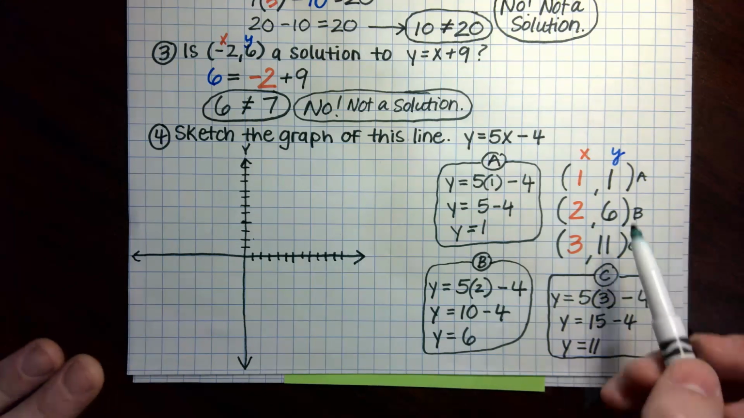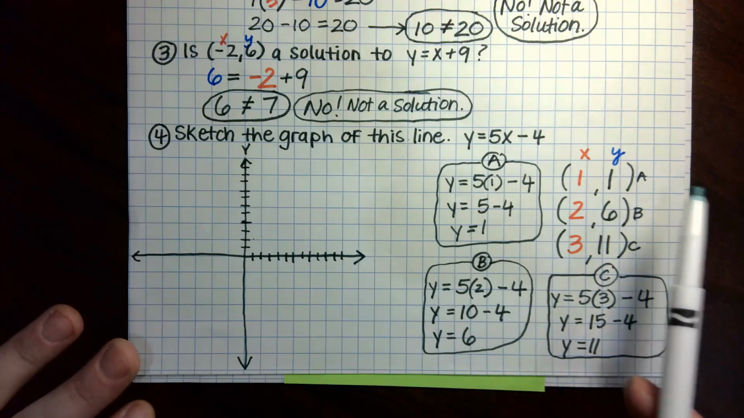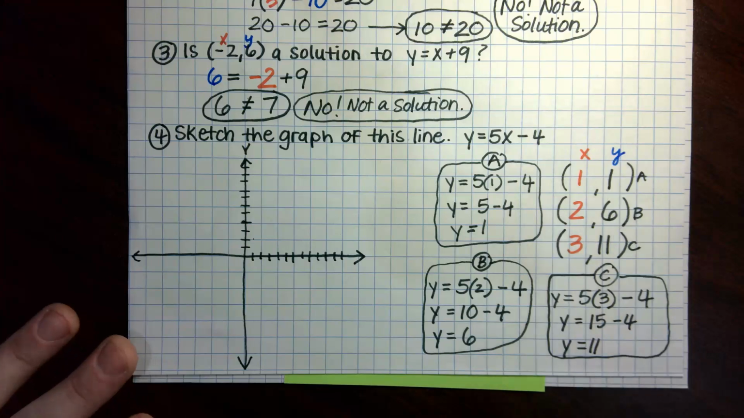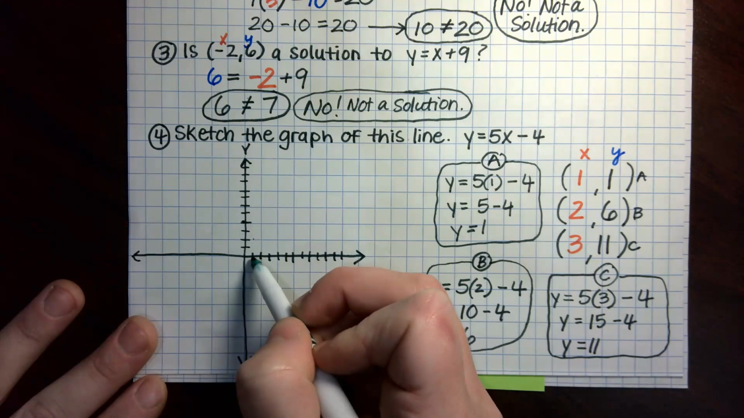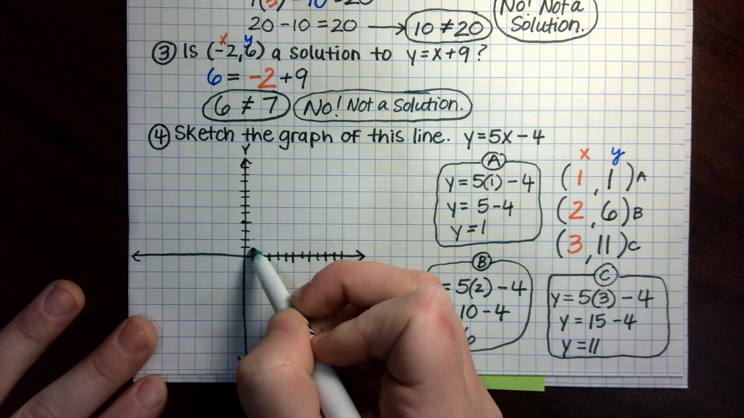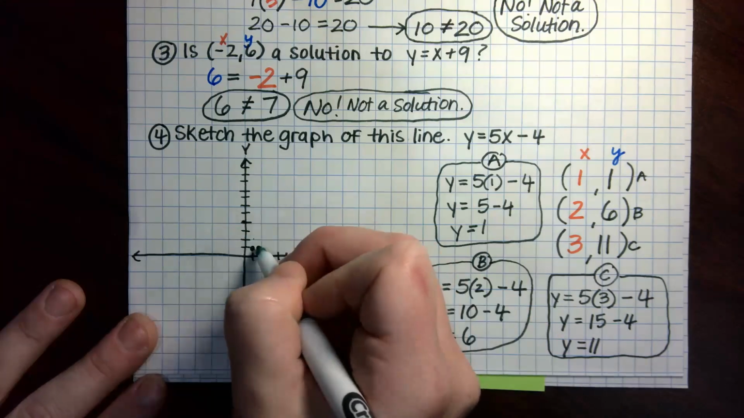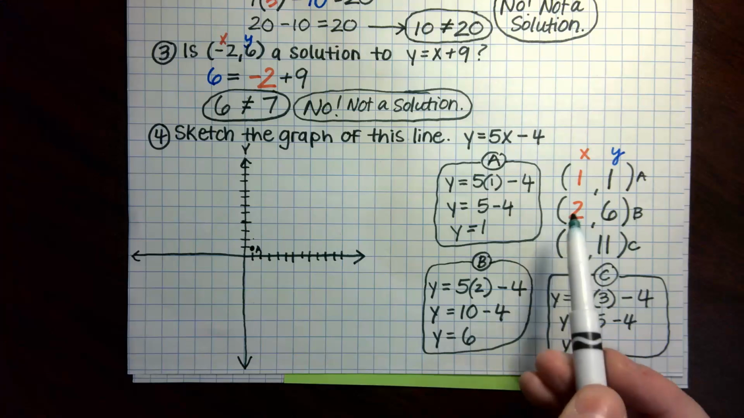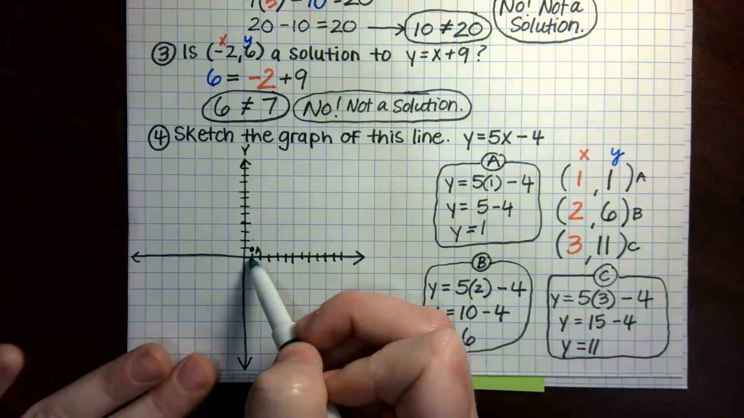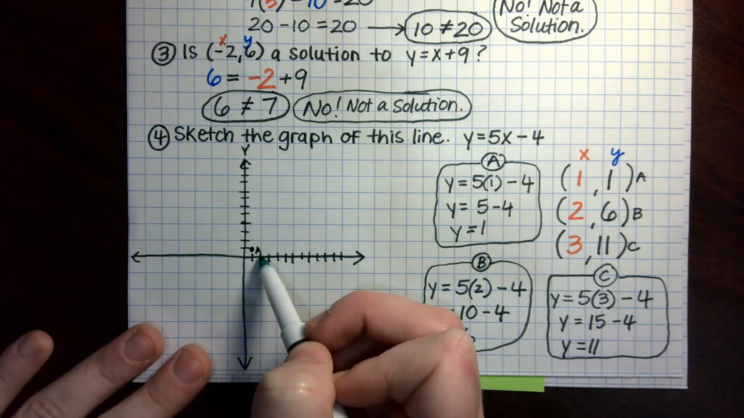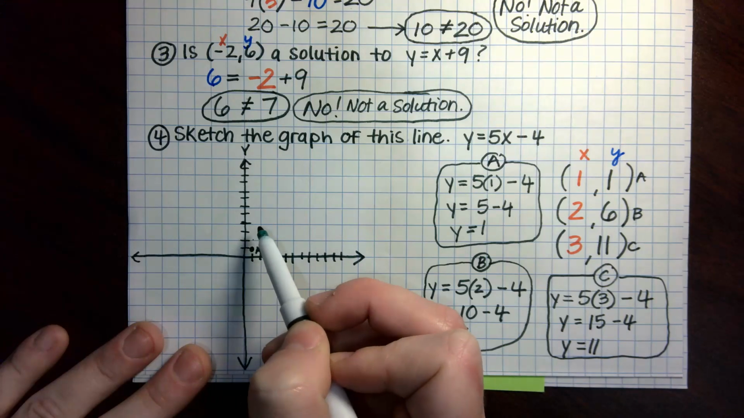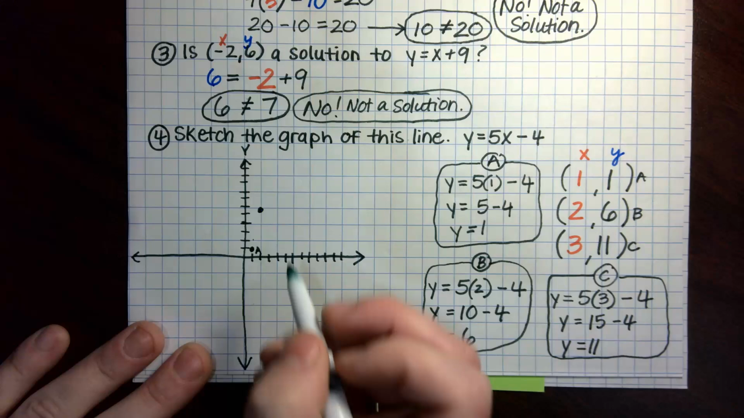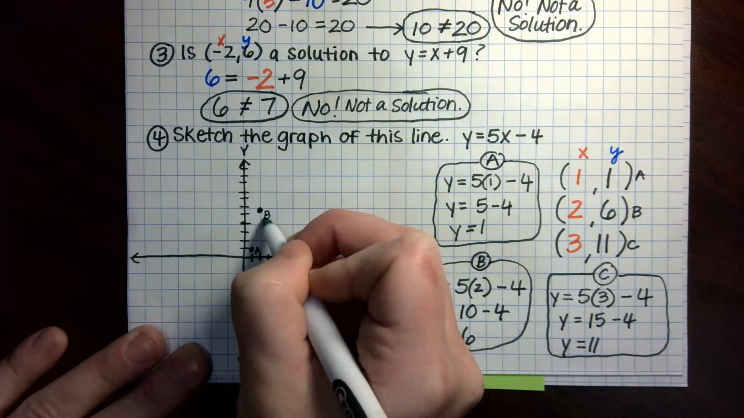Okay, so we want to plot all 3 of these points. Let's start with point A. How am I going to plot the coordinate 1, 1? Go over to the right one, and up one. Over to the right 1 and up 1. That is point A. Perfect. B, we've got 2, 6, so we're going to go over 2 and up 2, 4, 6. Right about here. That's going to be point B.